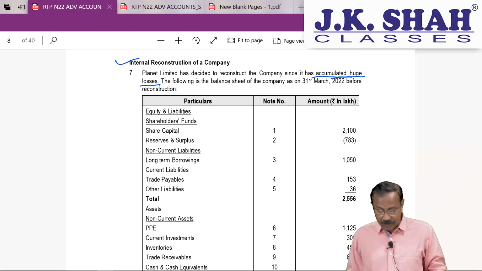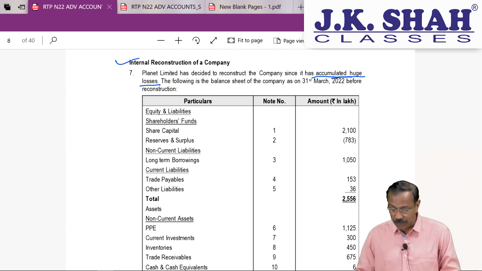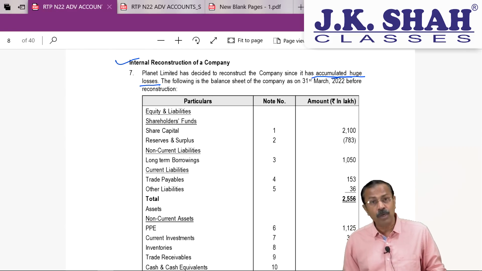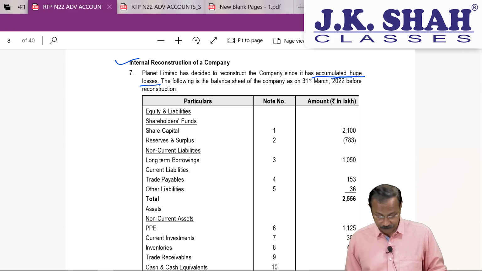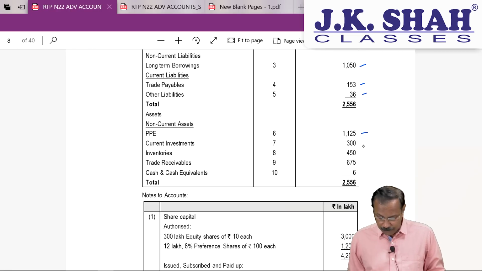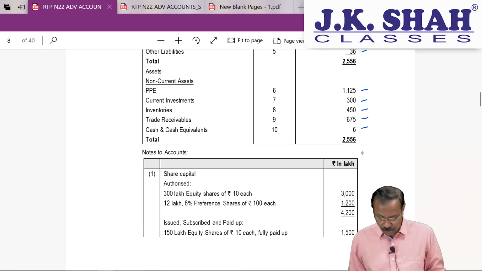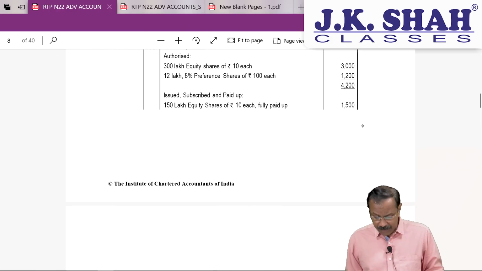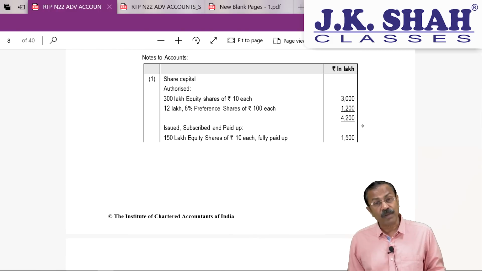The following is the balance sheet of the company as on 31st March before reconstruction. Share capital, reserves and surplus. It's a debit balance, negative balance. Long-term borrowings, trade payables, other liabilities, PPE, current investments, inventories, trade receivables, cash and cash equivalent. And they're giving you the bifurcation of every note.